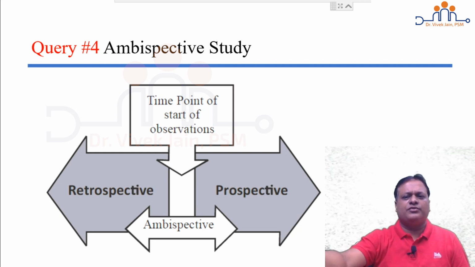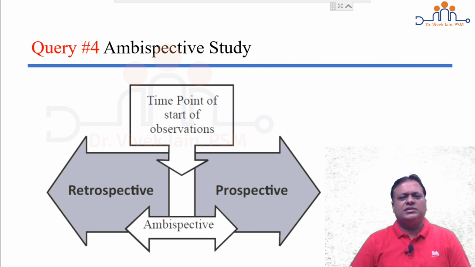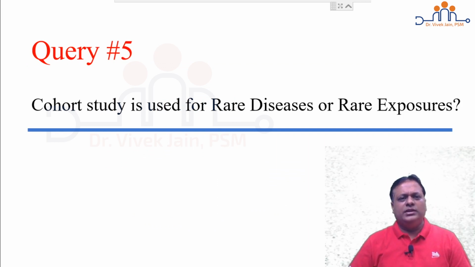Now take it further forward for another 10-15 years to see further increase of lung cancer in the same exposed and non-exposed group. A prospective component has been added. This is known as ambidirectional cohort study. We move forward.